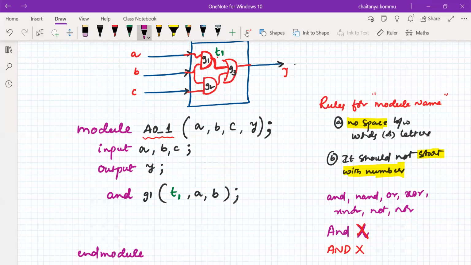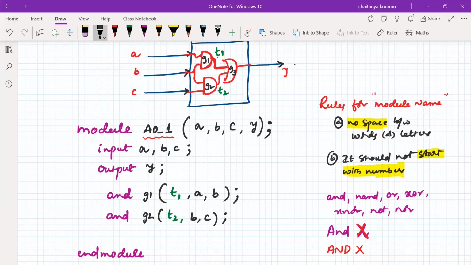Take another one, an AND gate. What is the name of this gate? Let us consider the name of this gate is G2, and T2 is my output. What are the inputs here now? It is connected to B and C, right? B and C are connected here.